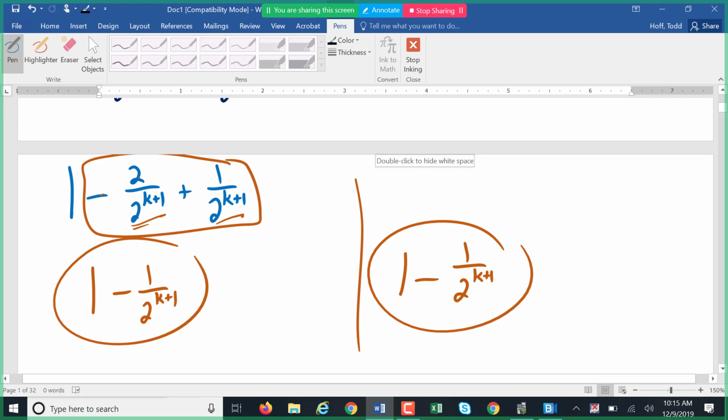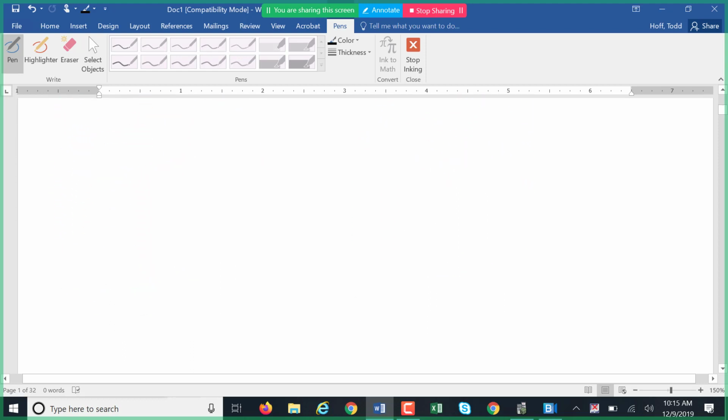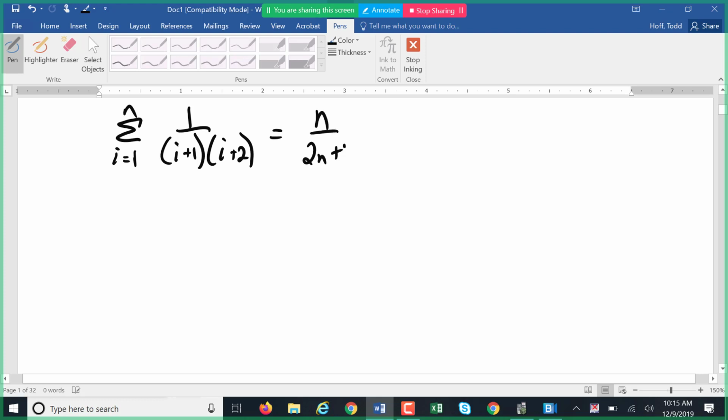Well, let's look at an example that might be just a touch more difficult. So we're going from i equals 1 to n of 1 over (i plus 1) times (i plus 2) is equal to n over 2n plus 4. So again, we have to show for n equals 1. Show for n equals 1.